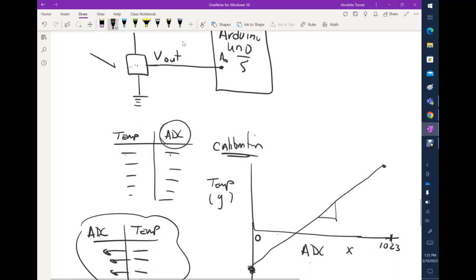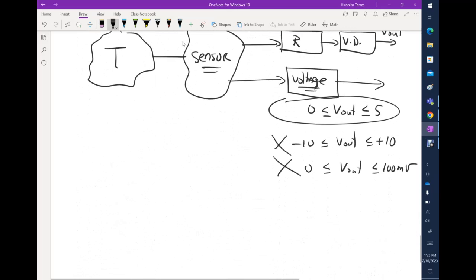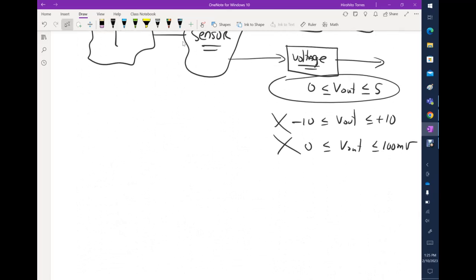With that said, let's do an example. I'm going to be using Tinkercad for this example, and let's work out something good with it.